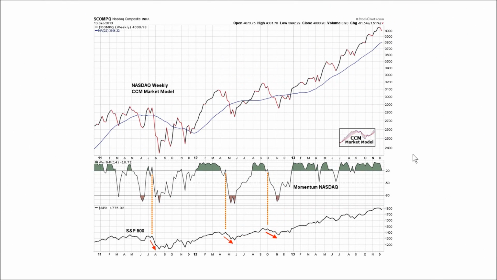Regular viewers know that the CCM market model tracks weekly momentum. That's one of the binary indicators or questions that we answer. When the market's in overbought territory, good things tend to happen. When we drop out of overbought, bad things tend to happen following. Drop out, proper way to say it is the probability of bad things happening increases. We see some weakness here, hasn't dropped out yet.